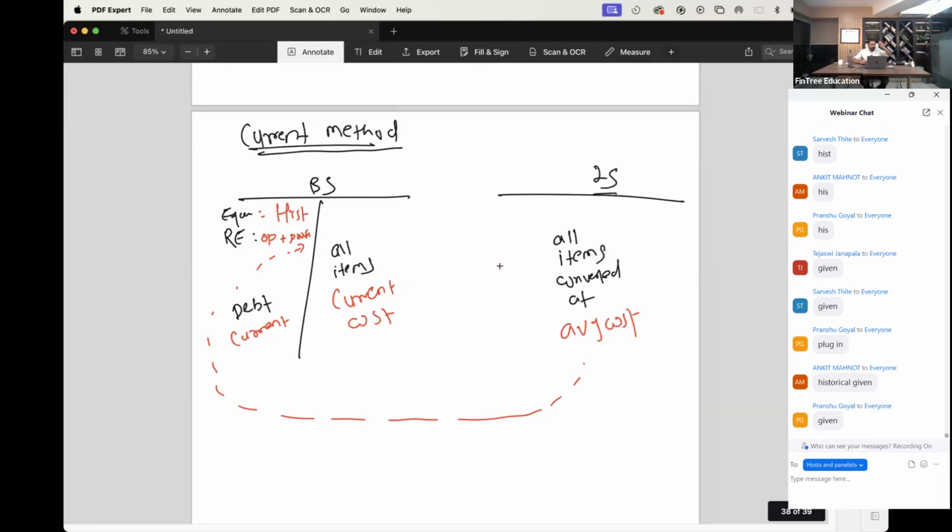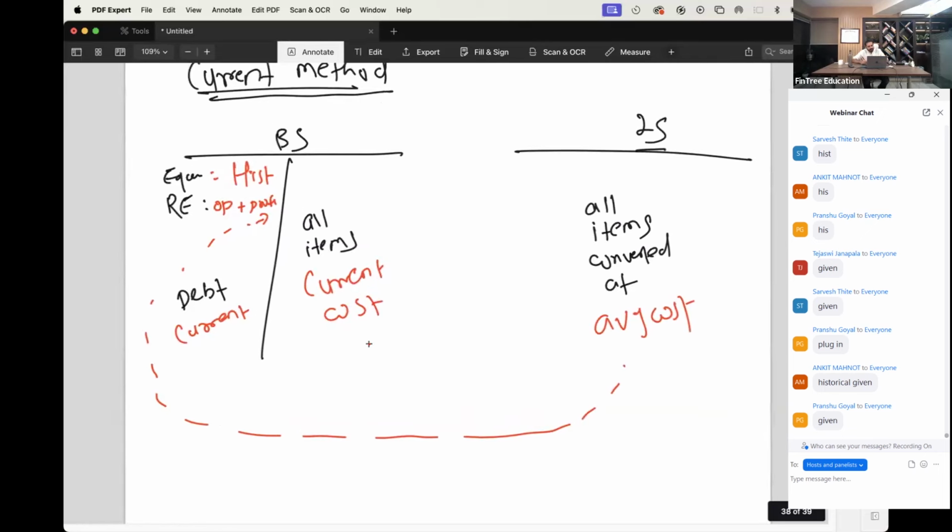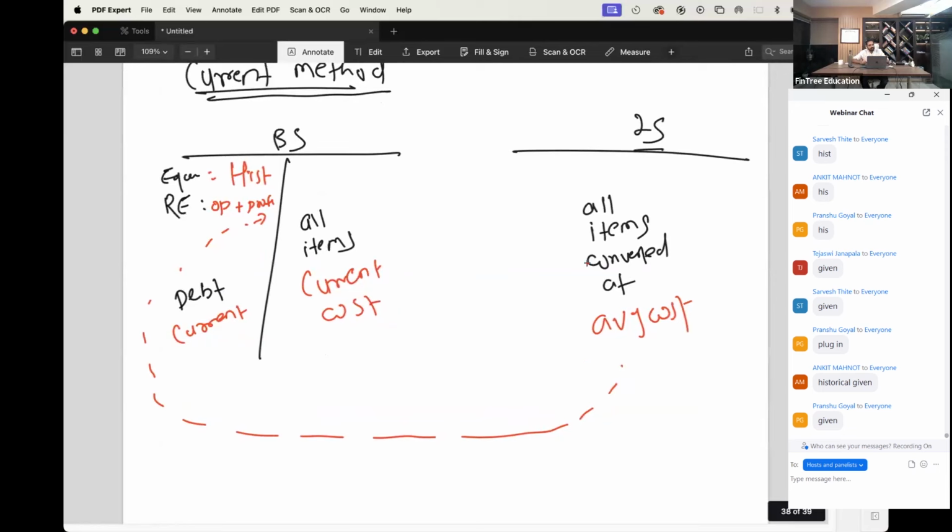Opening is given in rupee terms, but profit of this year will come at average cost. And finally, how will I make my balance sheet tally? So that plug figure, which is called CTA, is put in as a part of equity. So remember, the plug figure under this method is called cumulative translation adjustment. It's a part of equity.